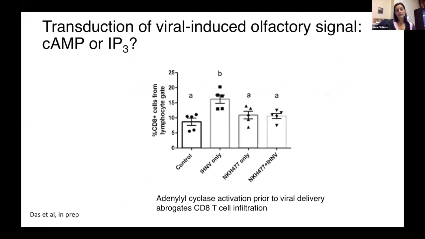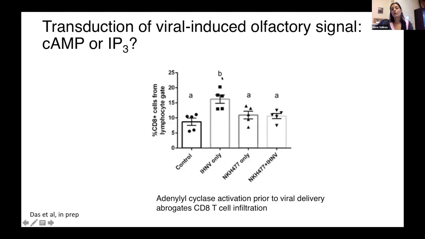The last couple of experiments were aimed at dissecting more what the neuronal signals involved are. In fish, the transduction of olfactory signals can happen either through cyclic AMP or inositol triphosphate. So we first wanted to know, are either of these two involved in our model? We were lucky because we first checked cyclic AMP, and to do this experiment, we gave a drug called NKH477 intranasally, which activates adenylyl cyclase and will deplete all of the cyclic AMP in the system prior to the exposure to the virus.